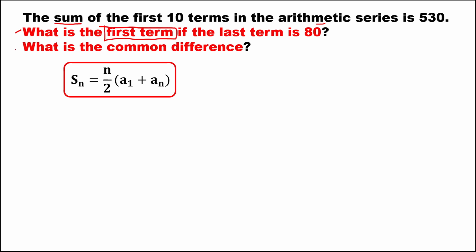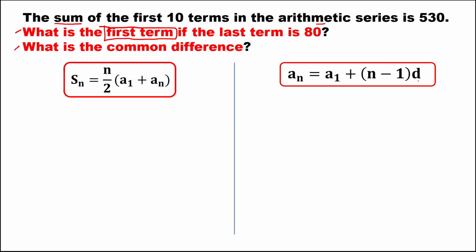Then for this problem, what is the common difference? So to find the common difference, we use this formula for the common difference. To find the first term, using this formula, this is the sum of the numbers. Since the sum of the numbers is 530, this is equal to 530, then n is the number of terms. Since 10 terms, therefore n is equal to 10.